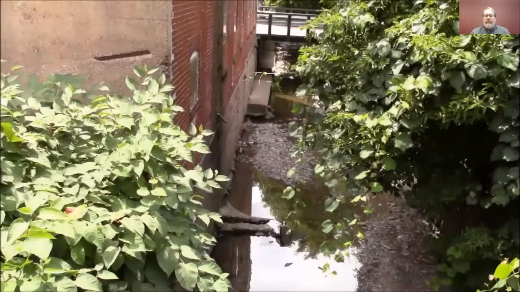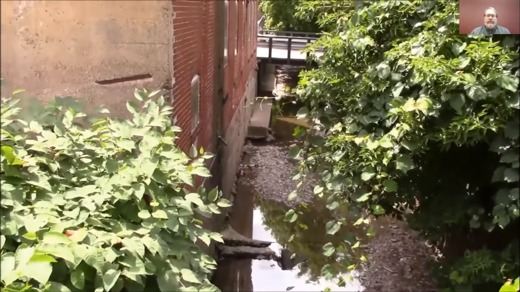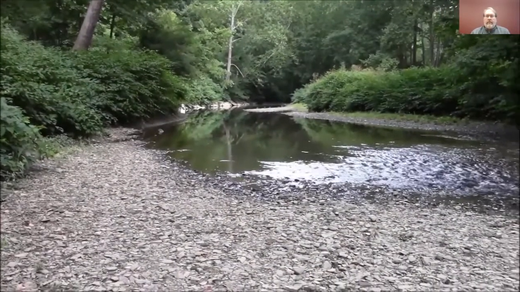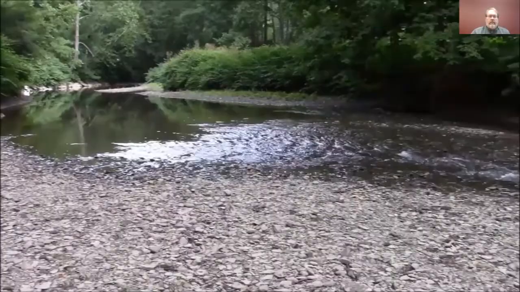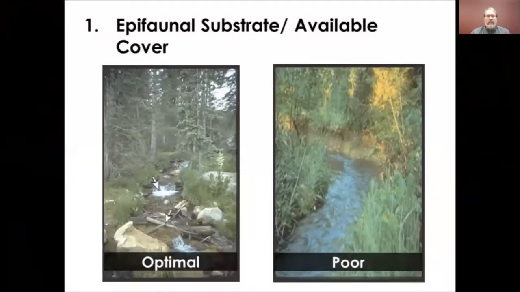One is an urban stream sandwiched between two concrete buildings and a roadway. The other is a woodland stream near a biking trail. With this, the habitat assessment form will be used to rate the stream's ability to support aquatic life. The first category we'll be discussing is epifaunal substrate and cover.